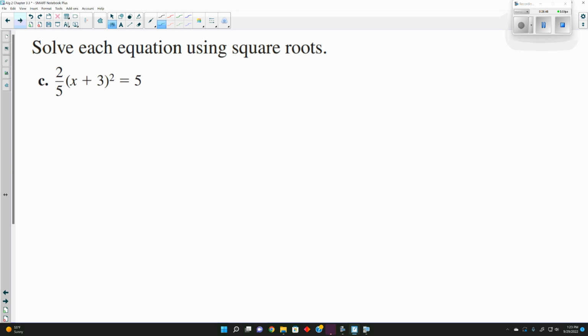Let's look at the next one. Now this one here, we don't just have an x squared, do we? No, we have a set of parentheses, yes? But is there a variable anywhere else besides inside those parentheses? No. So we can still use the square root method on it. We just need to get the parentheses by themselves. We don't care about what's inside at this point.